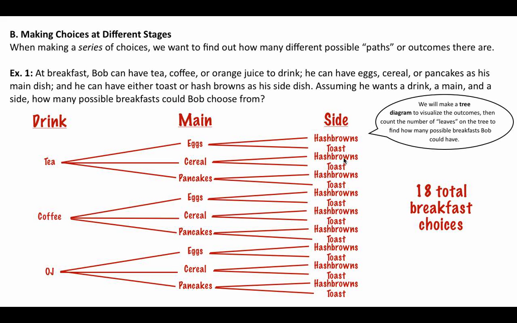Here we have a lot of writing. And so very often what you'll see in tree diagrams, and what we would encourage you to do, is create a code for how you're going to do your writing, like T, C, O, J for the drinks, E, C, P for your eggs, cereal, and pancakes, and H, T for the sides. So create a code so that you're really minimizing the amount of writing that you have to do, because this would be quite a bit.